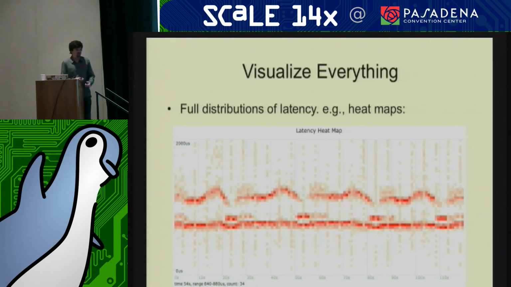Visualize everything. I want to see histograms of latency. I want to see heat maps of latency, which is a histogram over time. So here's my bimodal disk I/O, and I can see there's a wide mode every 5 seconds or so. Great. That's what we want to see, more information.